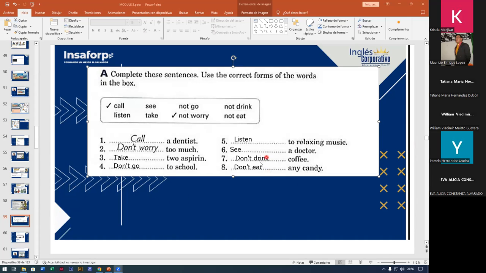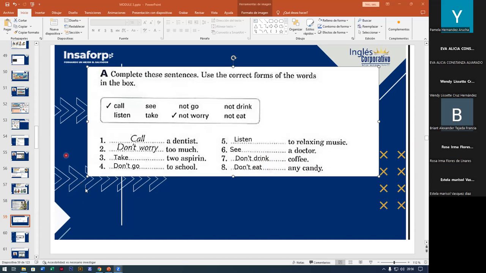What about you, Pamela? In what cases do you say, no, don't drink coffee? Pamela? Eva Alicia? No present? Yes. Okay. Tell us, in what cases do you say that it's not a good idea to drink coffee? I have gastritis. Yes, it's true. When you have gastritis, it's not a good idea. So the doctor very probably is going to recommend you don't drink coffee. It's too bad for the gastritis.